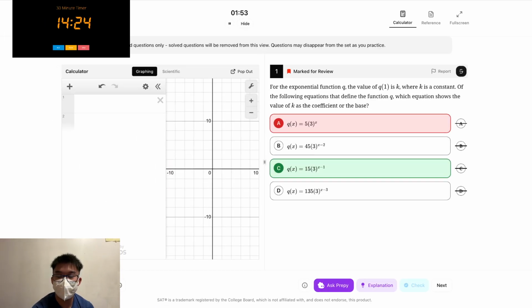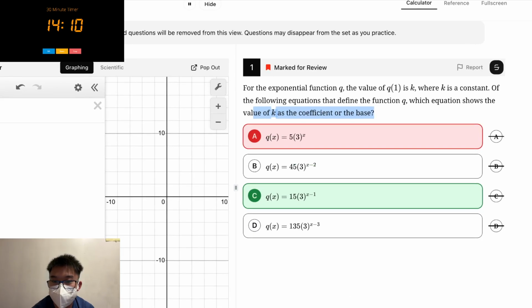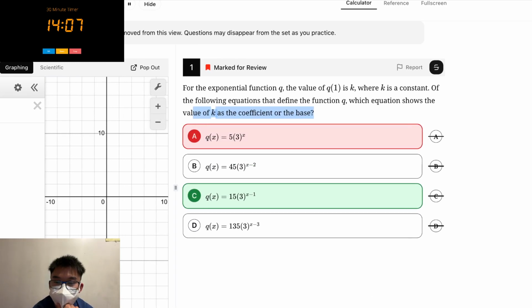So a question like this is asking you, when q of 1 is equal to k, what is the value of k? Which equation shows the value of k as the coefficient or the base? I'm pretty sure coefficient and base are the same thing. Real quick, coefficient and base, I think.